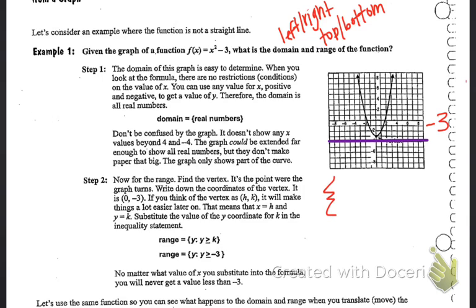So we'll write this in set notation. y is greater than or equal to -3, because it can be -2, -1, 0, 1, 2, all the way up to infinity. So we have our range, y is greater than or equal to -3, and our domain is all real numbers.